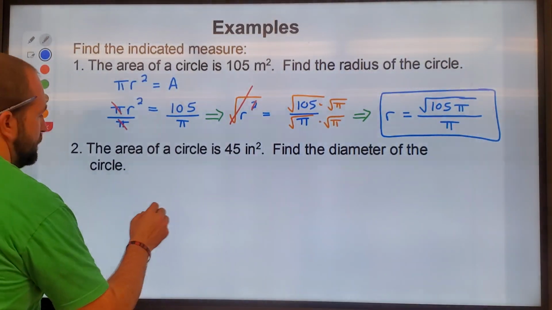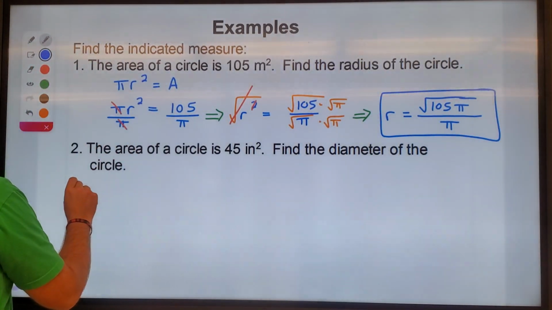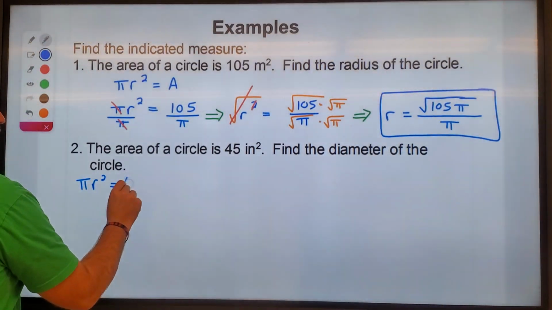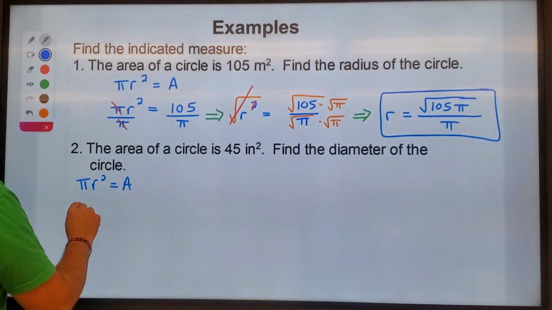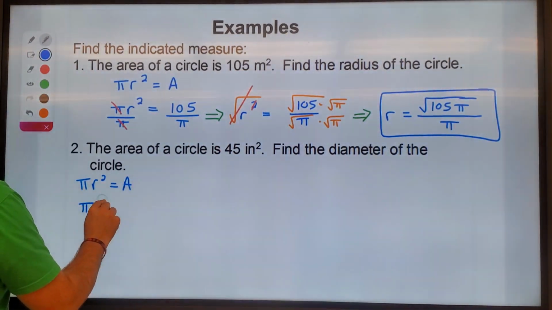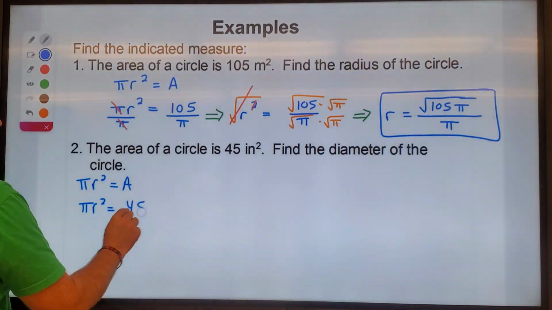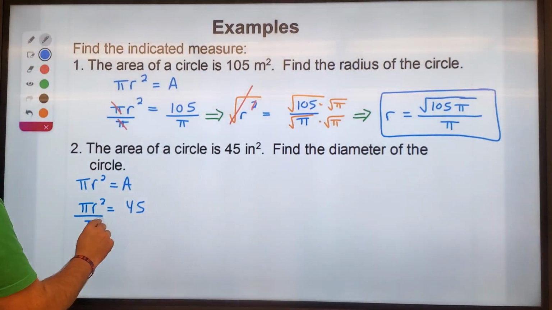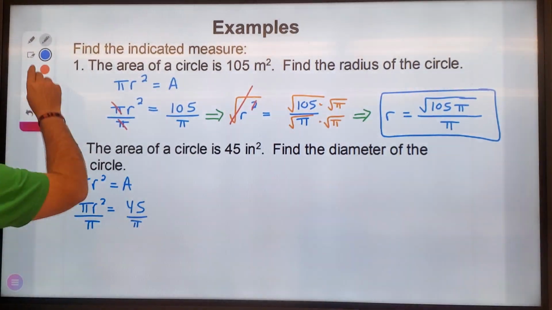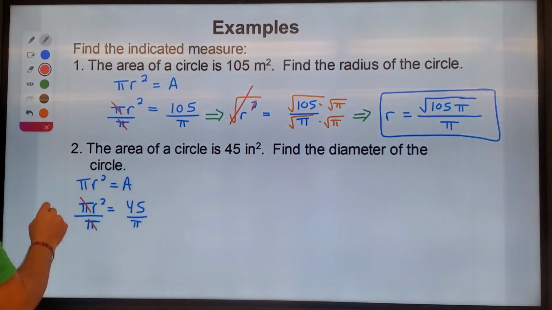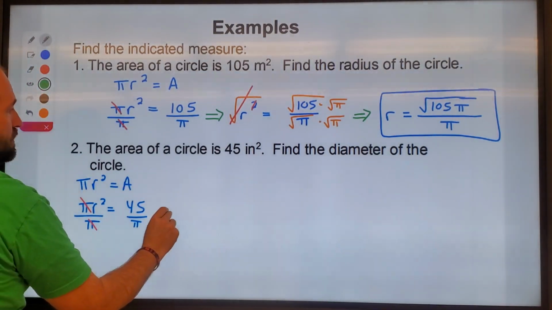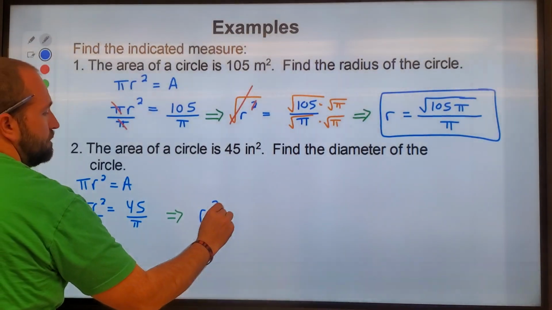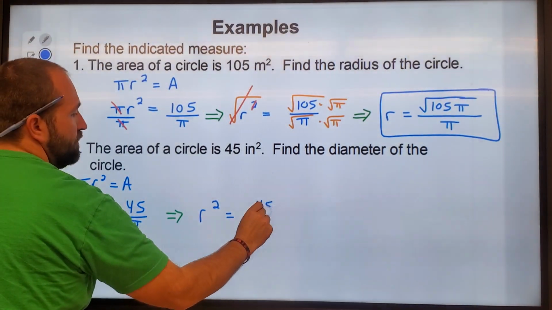Okay, so this one, I'm going to do the same thing I did up there. I'm going to have pi r squared equals the area. Again, that's 45 now, so I have pi r squared equals 45. I'm going to divide both sides by pi. Again, that's going to cancel my pi's here and give me r squared equals 45 over pi.